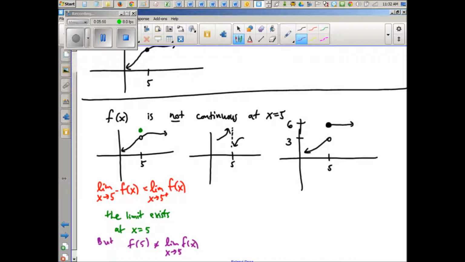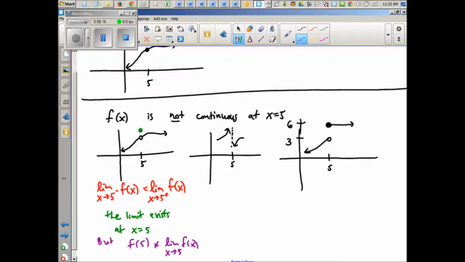You see, there is an f of 5. It just isn't in the right spot. It's not in the hole. So the limit exists, the point exists, but they don't match, you see. So that's another reason why you have to lift your pen here. If the green point is absent, you would say f of 5 is undefined. If the green point doesn't fit, you would say f of 5 doesn't match the limit.